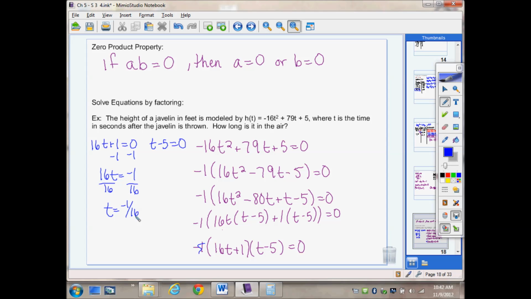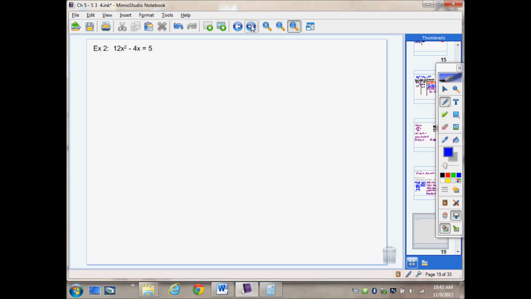And can I have negative time? No. Right? Because we don't have time travel, so we can't go backwards, so we don't have negative time. It's just not that. So t is 5. The javelin was in the air for 5 seconds. We have one more example. Did everybody get this?